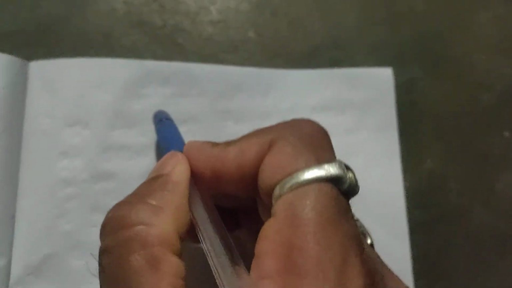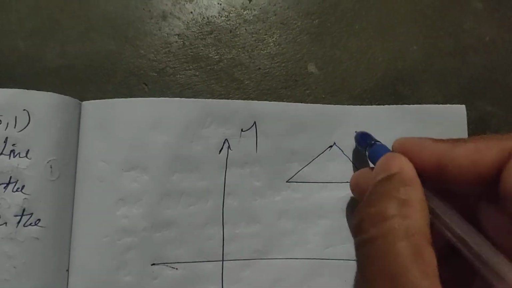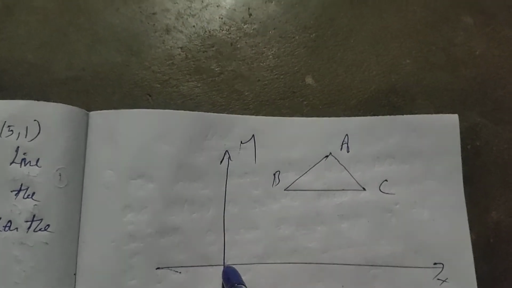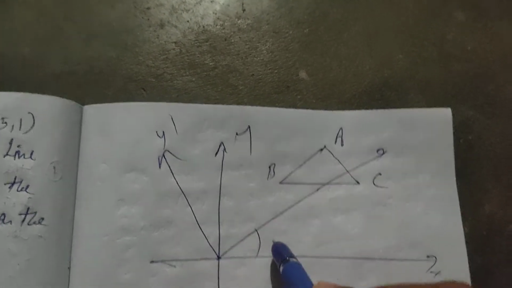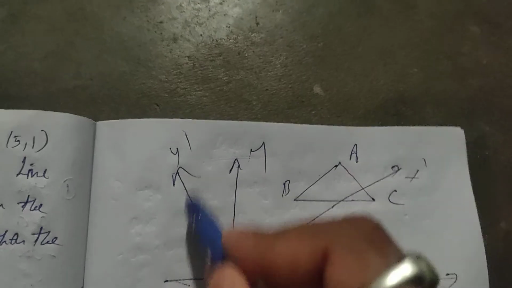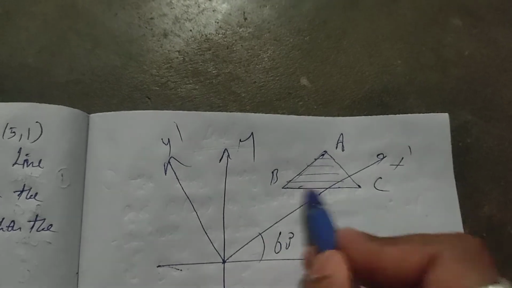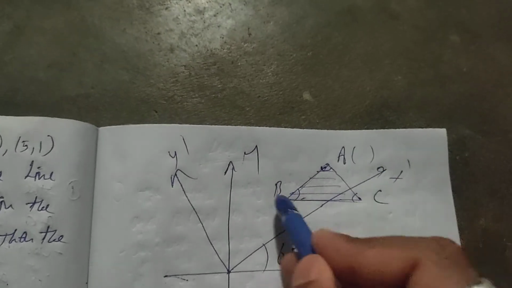That means if you go for this one, this is the coordinate axis. This is x-axis, this is y-axis. Suppose this is the triangle ABC. If you rotate this x-axis and y-axis about some 60 degrees, this is x dash, this is y dash. Will this perimeter change? No. Will this area be changed? No. Will this angle be changed? No. But coordinates will be changed.